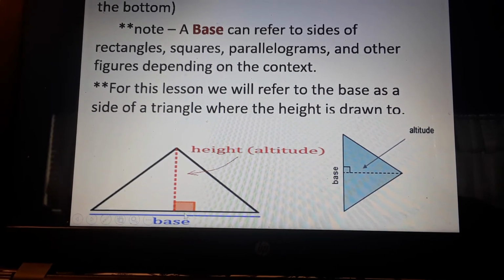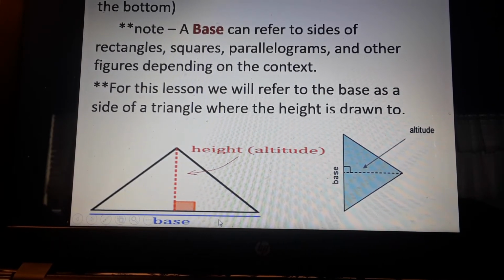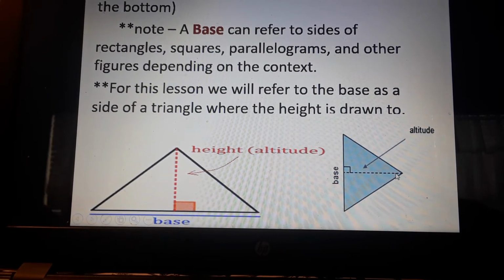Base is the bottom, usually, but it doesn't have to be. If you look over here, the base is on the side. The key to determining the base is you have a segment from a vertex to the end, and if it forms a right angle, then that side is a base.